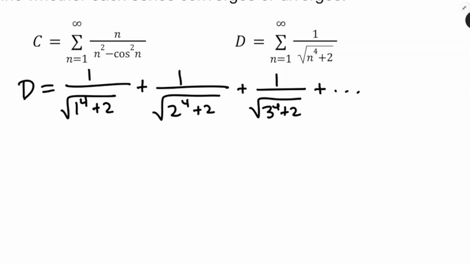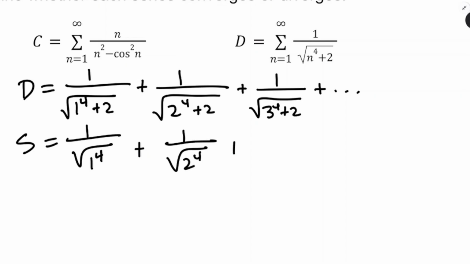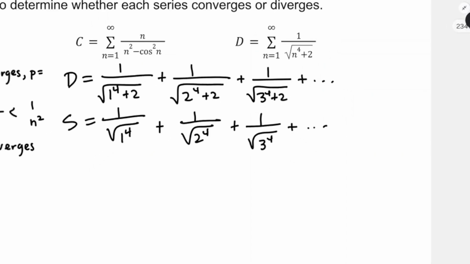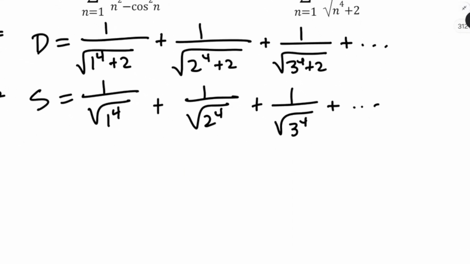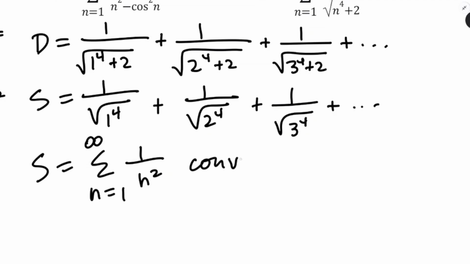Okay, I'm going to talk about this other series S, which is just going to be 1 over the square root of n to the 4th. If we look at it, S is equivalent to a P series with p equals 2. So I can say that it converges by the P series test, since p equals 2 is greater than 1.